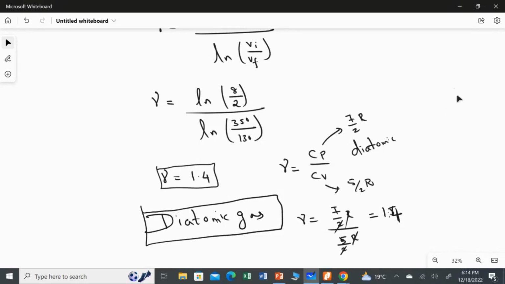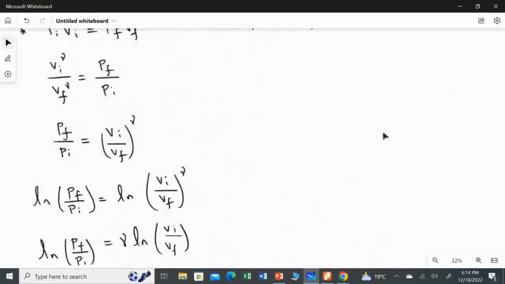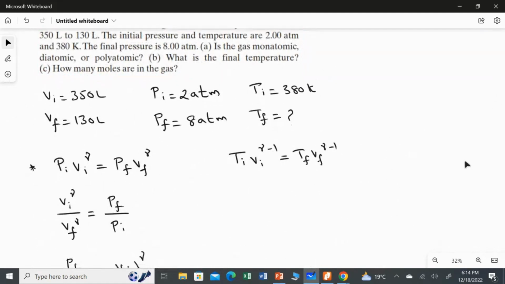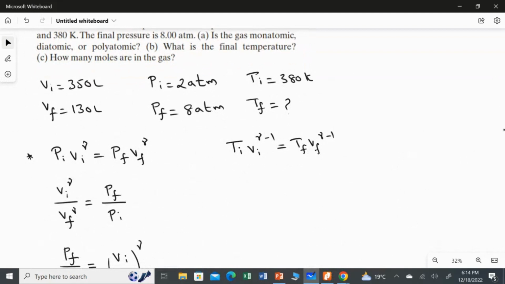Okay. Now we have to answer the second question. So what is the second question? Better I can write. We are going to find what is its final temperature. So I'm going to use this relation. Better I can make a separation here. So I'm going to use this relation.